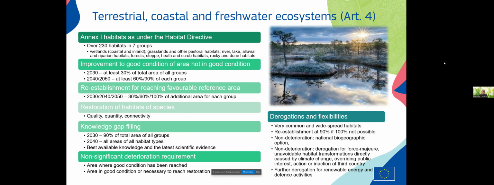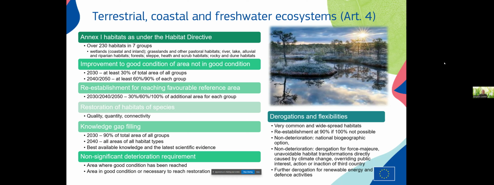You also have some situations where habitats have shrunk over recent years, and those habitats have to be re-established. Essentially, they will have to grow back again. So if you have forests which have disappeared under the Habitats Directive, by 2050, that amount of forest that's disappeared will have to have doubled. So re-establishment to reach favourable reference areas.